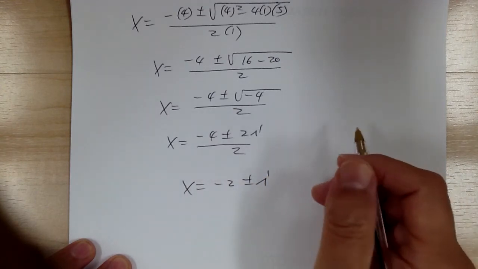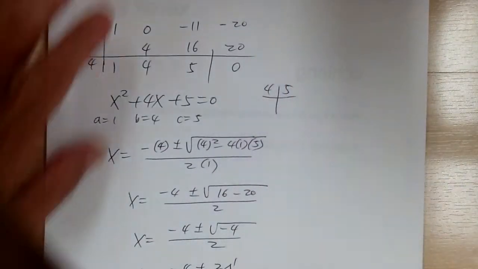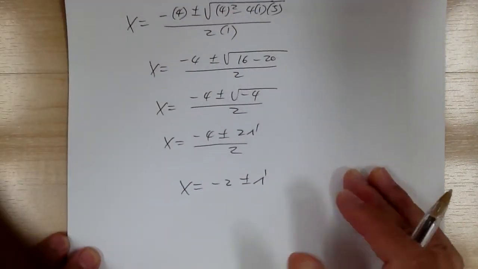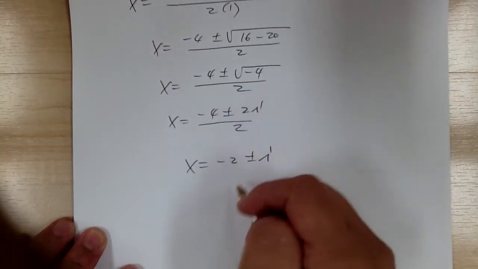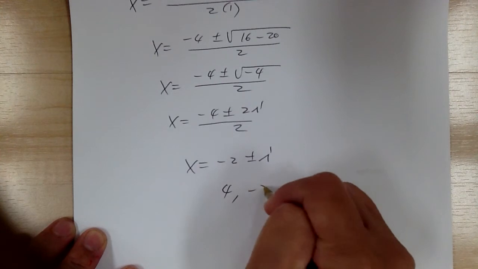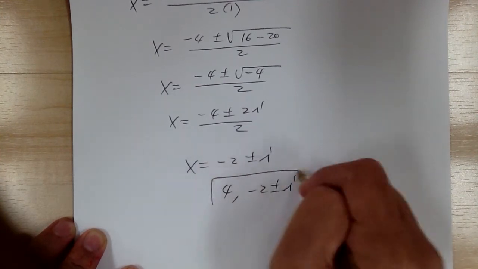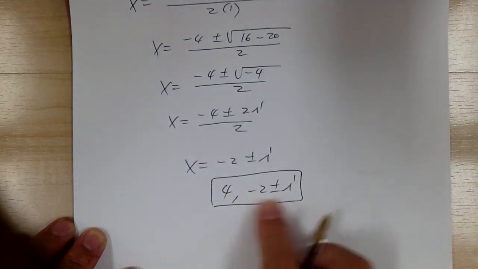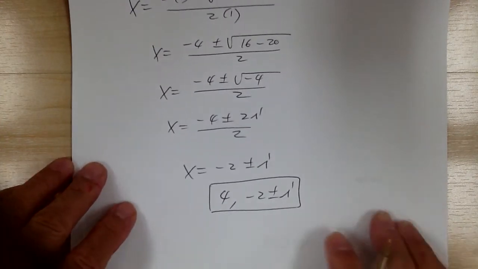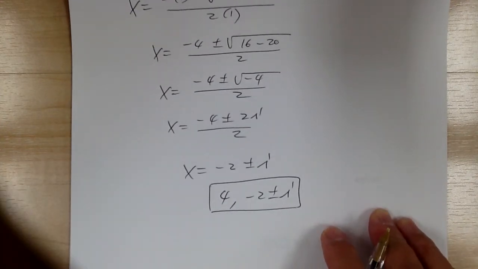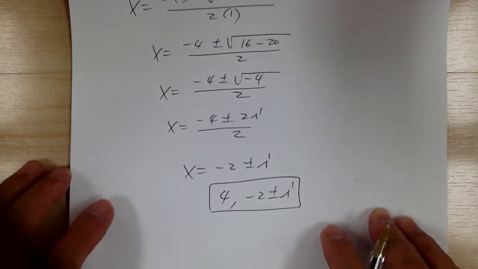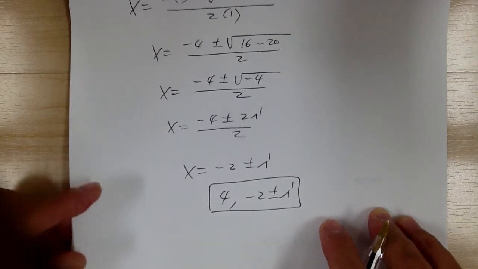And the root they gave you is 4. So you will have 4 and -2 plus or minus i. Those are your answers. Again, 3 answers. Okay, so let's continue.